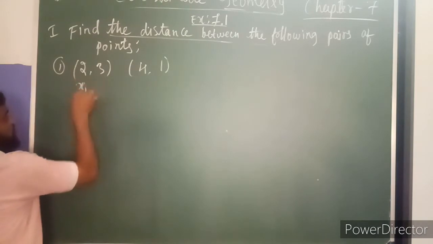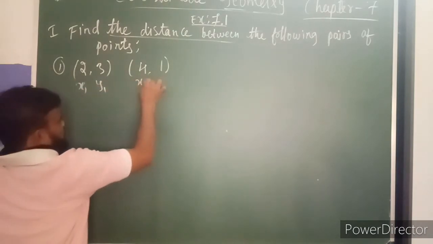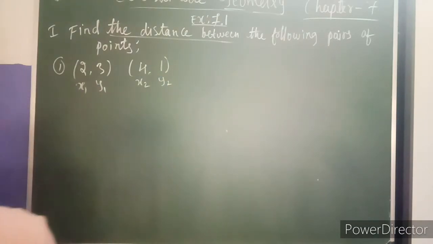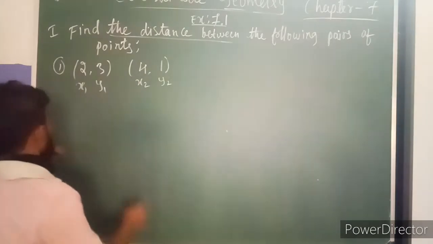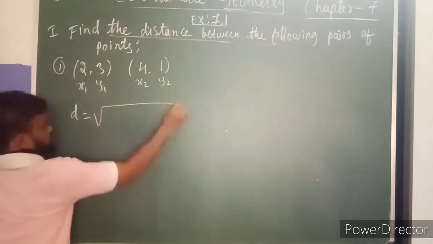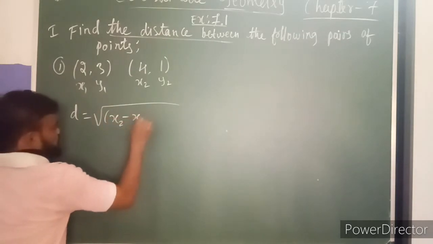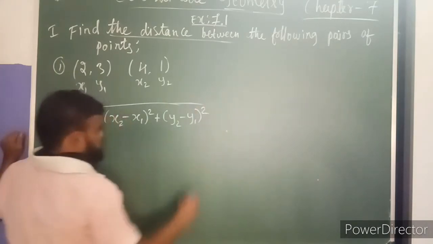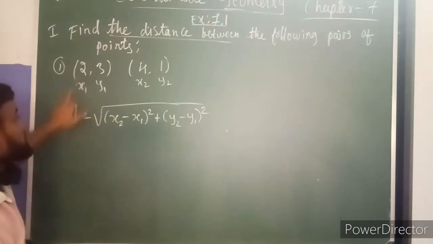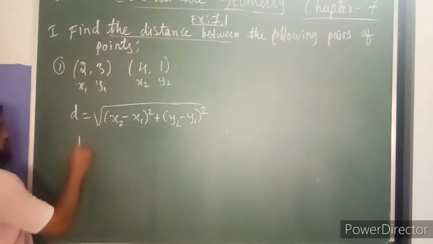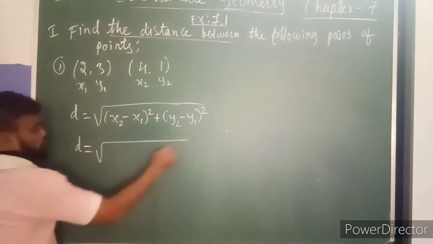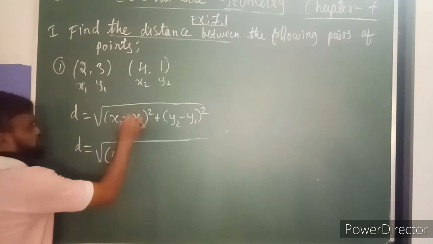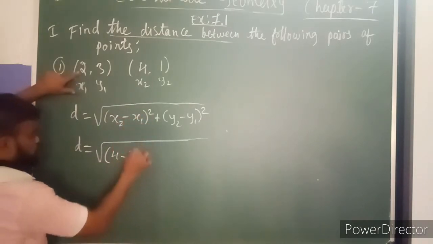Now we have to put in x1, y1, x2, y2. Right? Similarly, we have to put the formula. The distance d is equal to the square root of (x2 minus x1) whole square plus (y2 minus y1) whole square. We have to find the distance. So d is equal to the square root of x2, which is 4, minus x1, which is 2, whole square.